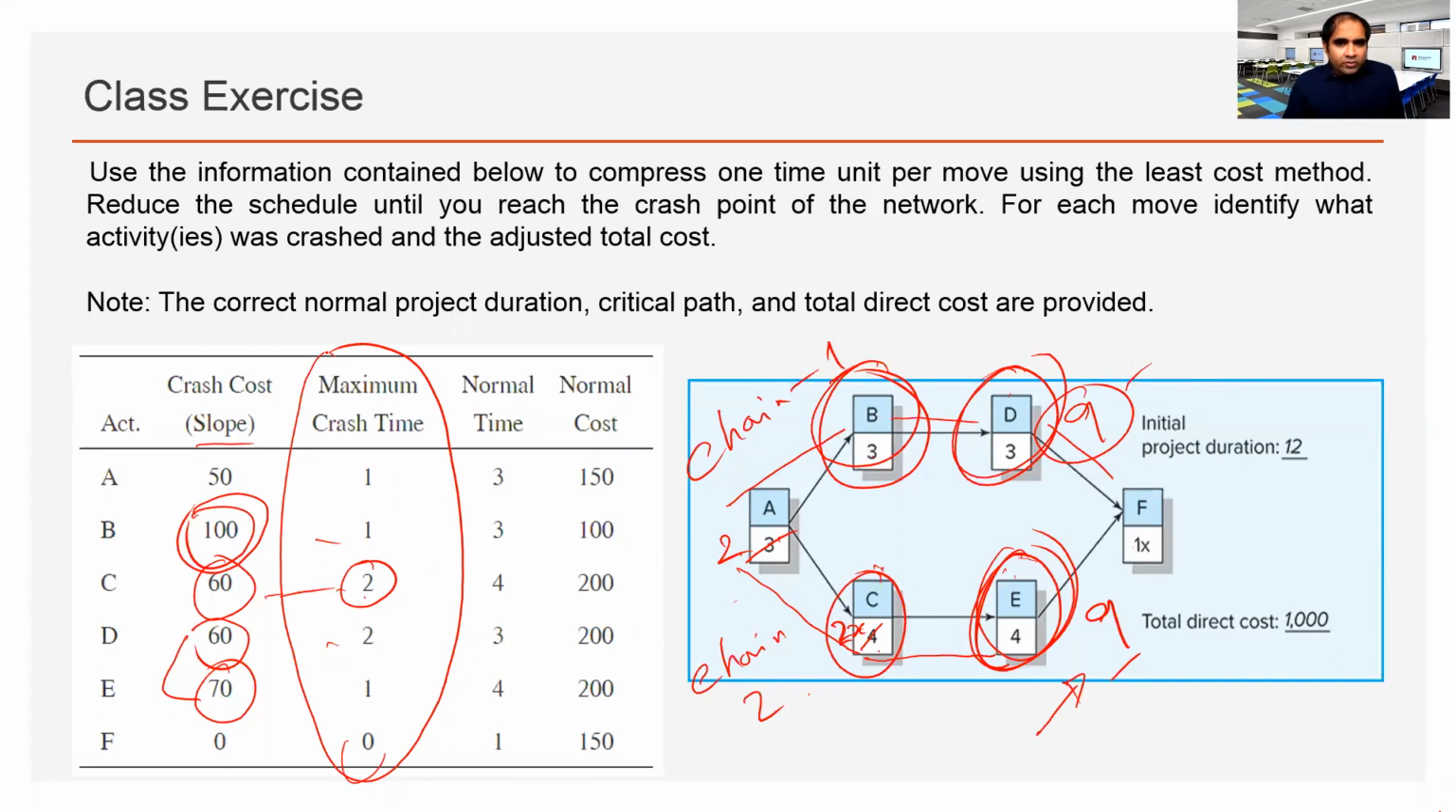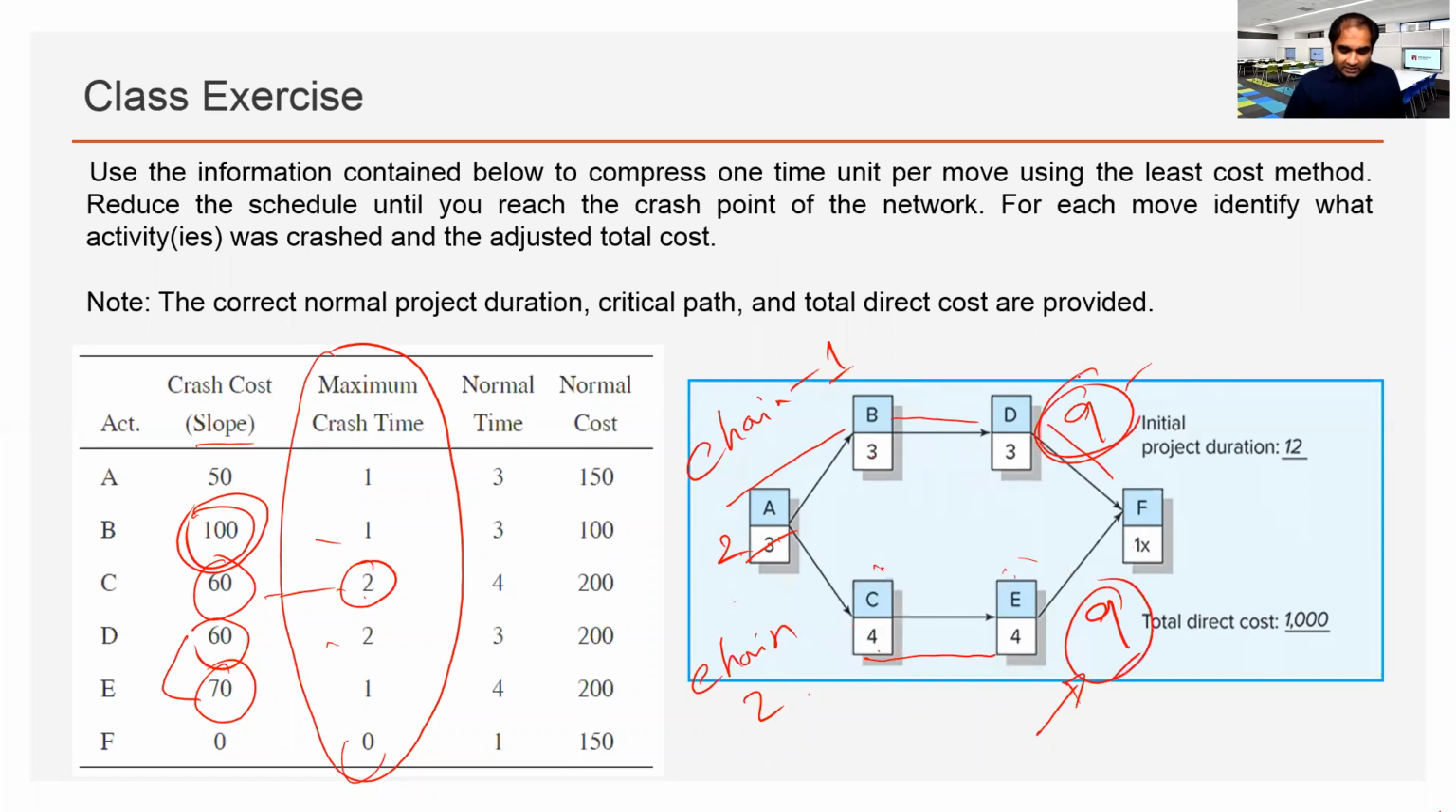We are considering the crash cost too, right? To determine which activity will be the preferred crash. That's right. Obviously, that's right. Now that we reach 9 days, we have chain 1 and chain 2. This is 9 days and this is 9 days.